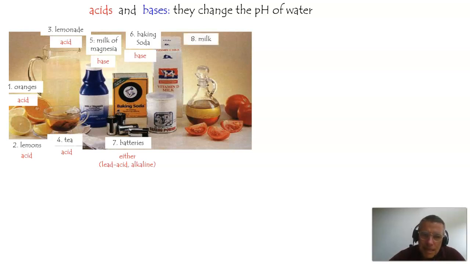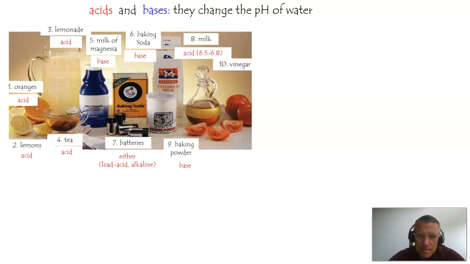Milk, you might guess that one. It turns out that you've got some naturally occurring acids in there, bringing it down to about 6.8. Does that surprise you? It did surprise me. Baking powder is sodium carbonate. Same reason as sodium bicarbonate, it is a Bronsted base.